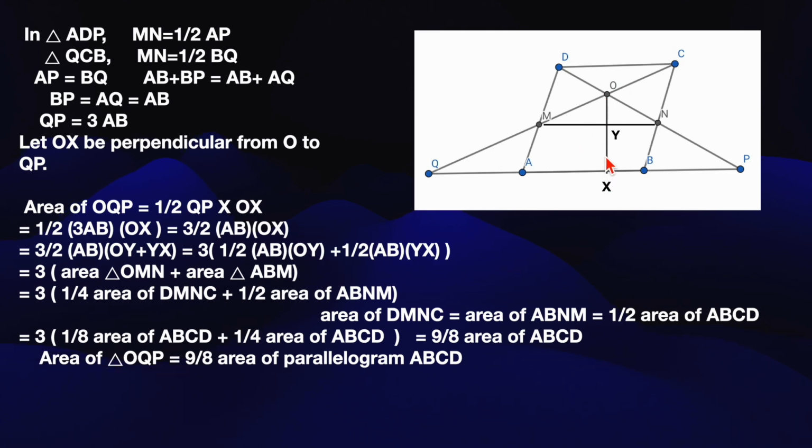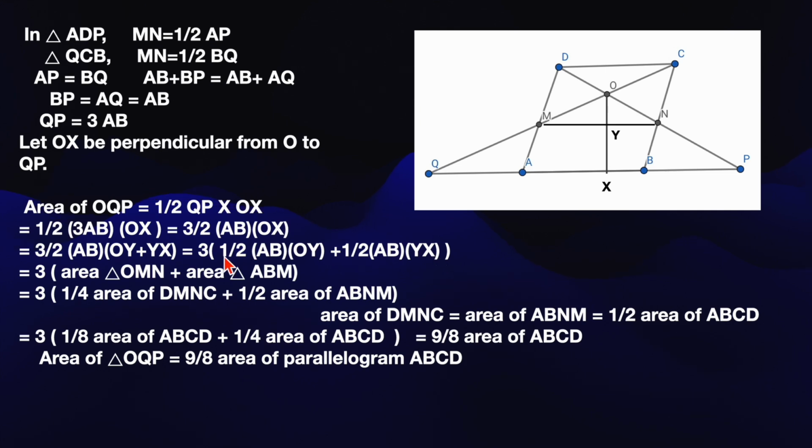Now OX I am going to write it as OY plus YX. So here it is OY plus YX. I have substituted. And I am going to open this bracket. So this 3 I'll keep it outside. Write within bracket 1/2 AB into OY plus 1/2 AB into YX.